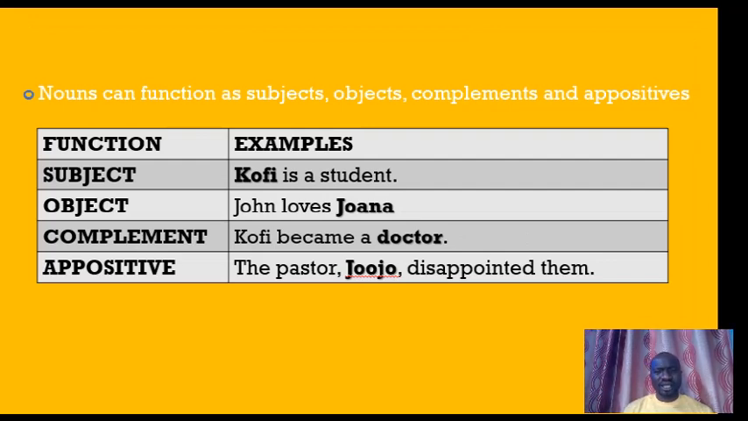Again, one way we can also identify a noun in a given sentence is to look at the function of the noun. Looking at this function, we have subject, object, complement, and appositive. So if you look at this example, Kofi is a student. Kofi used as a subject tells us that Kofi is a noun. John loves Joanna. Joanna is taking the position of what? Object. So it is serving as an object to the verb loves. So here, Joanna is a noun. Complement. Kofi became a doctor. A doctor here is complementing Kofi. So a doctor serving as a complement turns out to be a noun. We also have appositive. The pastor, Jojo, disappointed them. So here, Jojo as a noun is in apposition to the word pastor. So this will help you easily find out that such words are nouns.